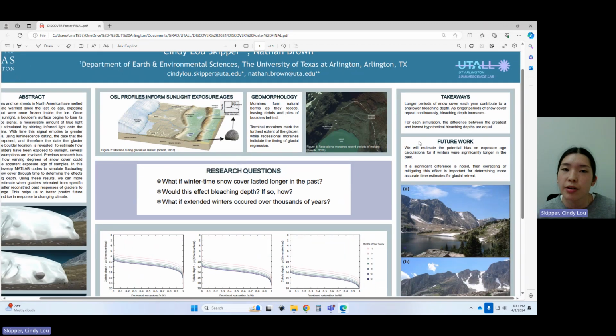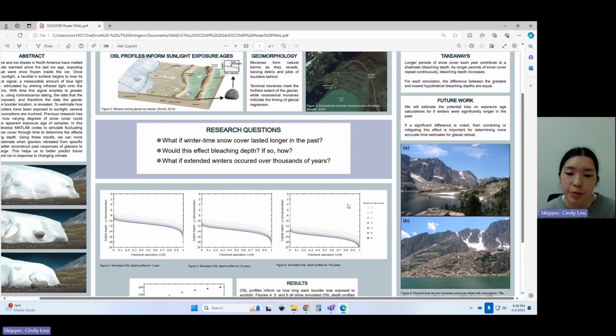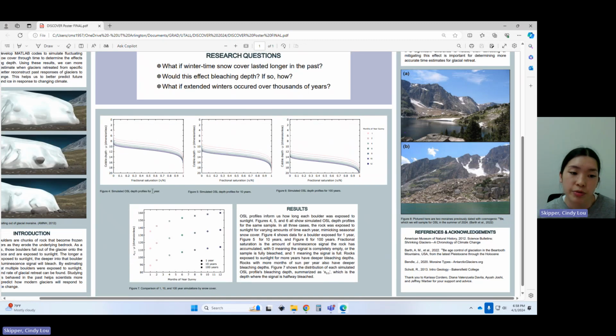So our big takeaways for this are that longer periods of snow cover each year contribute to a shallower bleaching depth. So the more sun, the deeper the bleaching depth is. As longer periods of snow cover repeat continuously, bleaching depth increases. So for example, this is if there's a long winter for 1 year, this is for 10, this is for 100. So as you can see, all of these continue to go down.